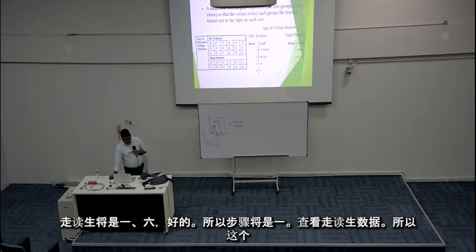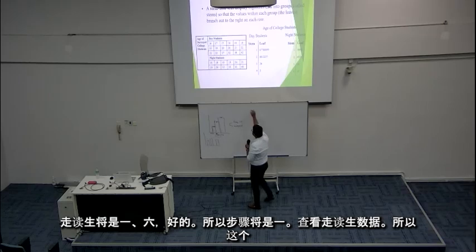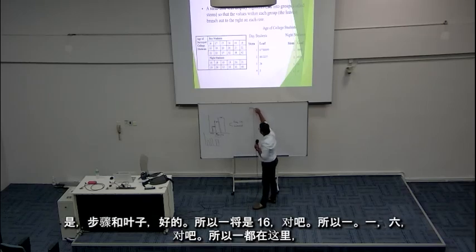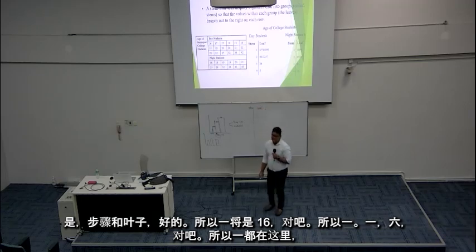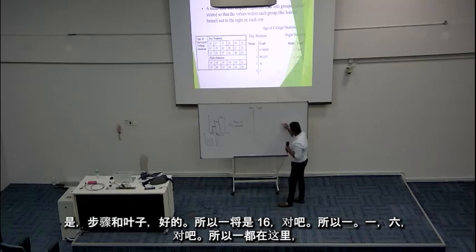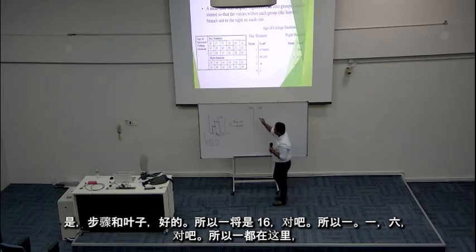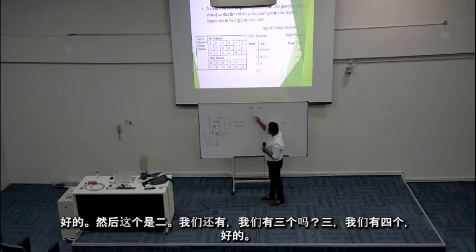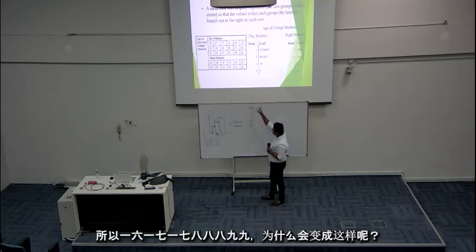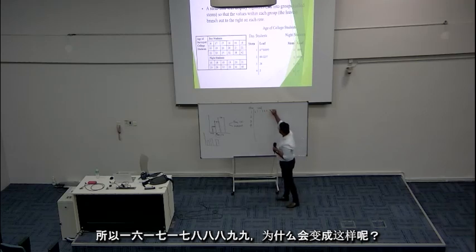So for day students, that one will be 1, 6. The stem will be 1. So this is the stem and leaf. That one will be 16, right? So 1 is all here. And then this one is 2, and we also have 3 and 4. So 1: 6, 7, 7, 8, 8, 8, 9 and 9. Like this.